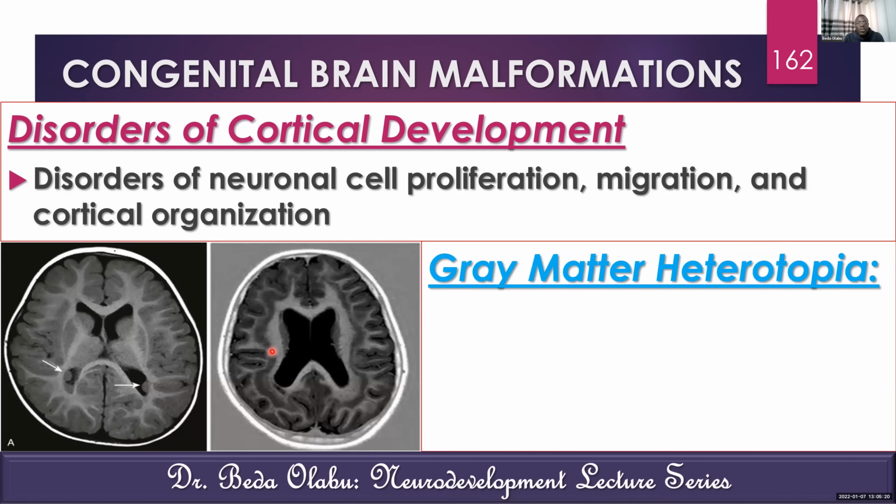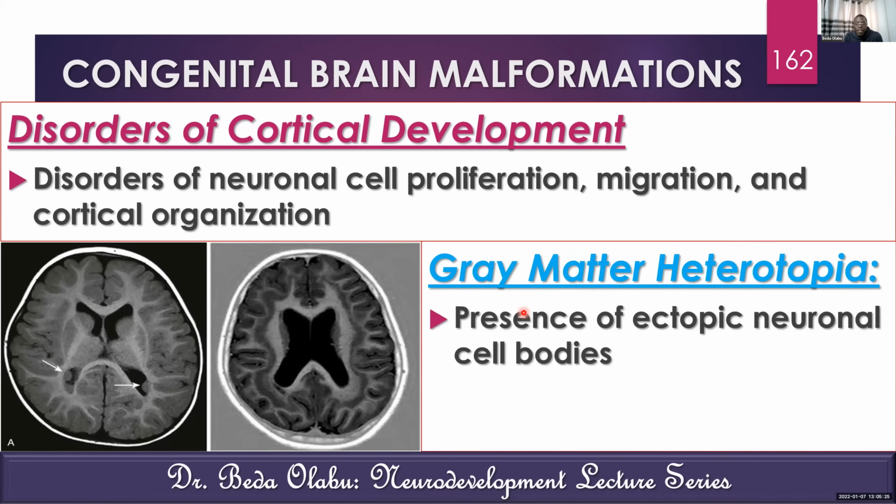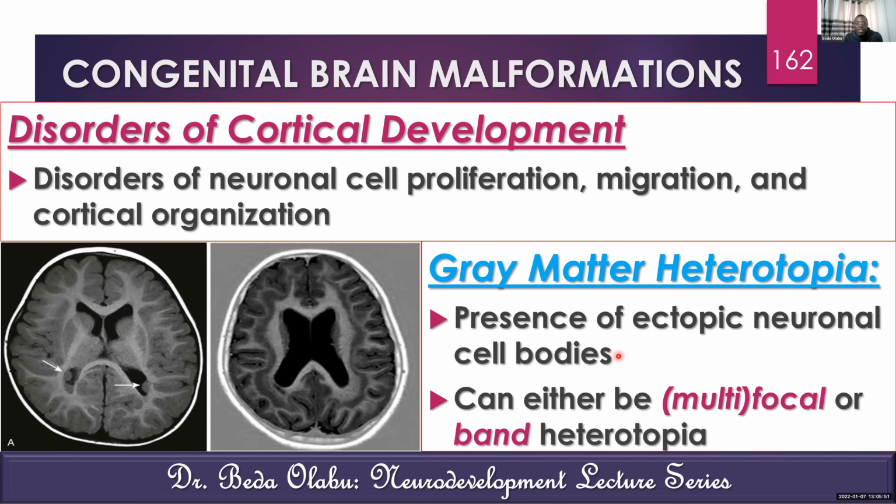Another disorder of cortical development is what we call gray matter heterotopia. Gray matter heterotopia refers to presence of ectopic gray matter, ectopic cortical tissue, within the white matter. We expect cortical tissue to be in the periphery when neurons migrate from deeper zones to more peripheral zones. So we expect cortical tissue to be here in the periphery. However, in gray matter heterotopia, we have multifocal or band presence of gray matter in deeper structures.